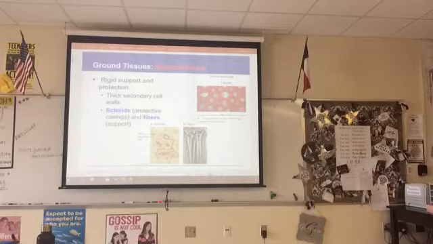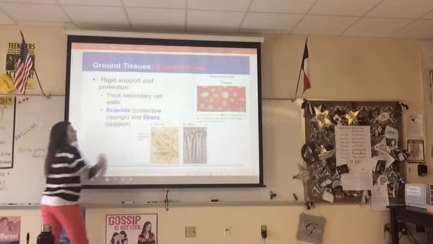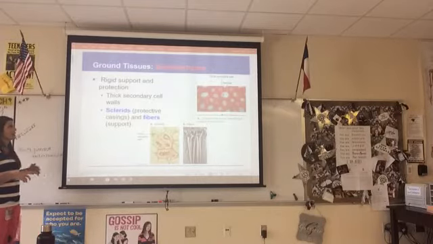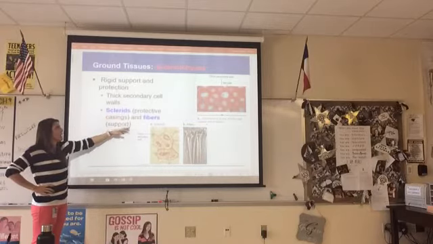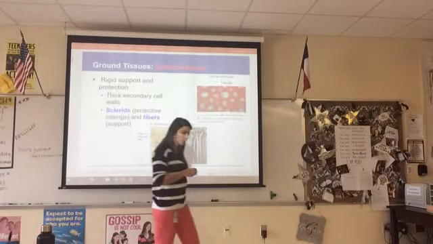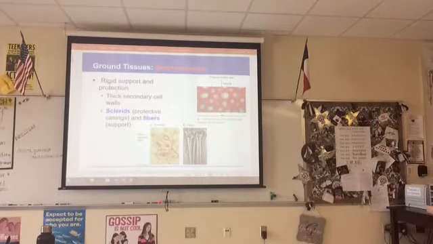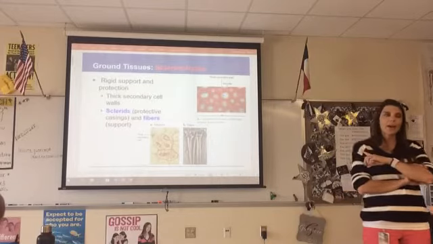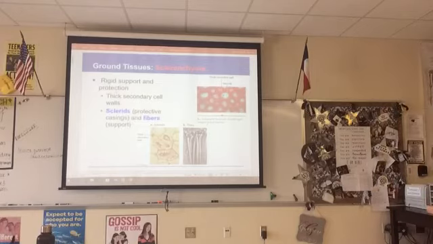Sclerenchymal cells. These cells have a thick secondary cell wall. So of course they're going to be used for protection and support. It mentions that we have sclereids, which is why we call it sclerenchyma, and other fibers that help to support these cells. So collenchyma and parenchyma only have primary cell walls. Sclerenchyma has primary and secondary.